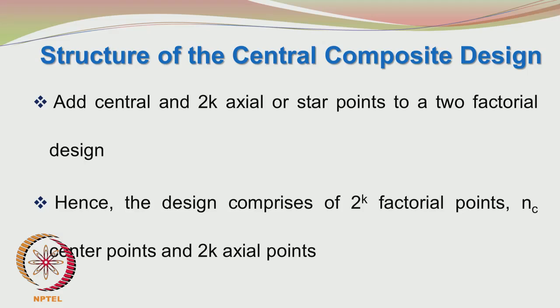For a 2-factor design, we have 2 axes, the x and y axis or x1 and x2 axis, and you put certain points at select locations on the axis. On each axis, you put one pair of points symmetrically. So, when each axis contains one pair of points, for a 2-factor design involving 2 axes x1 and x2, we will have 4 axial points totally, or 2 pairs of axial points. So, the design comprises 2 power k factorial points, the ones which are located at minus 1, plus 1 and so on, nc center points and 2k axial points.